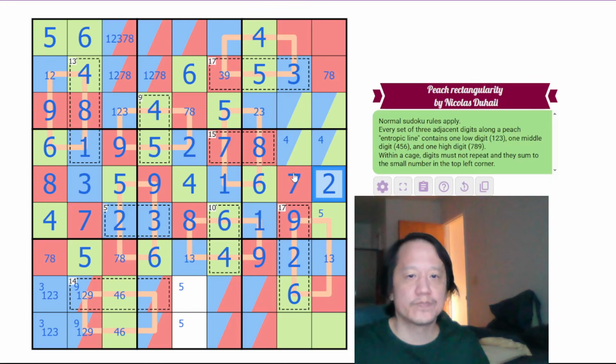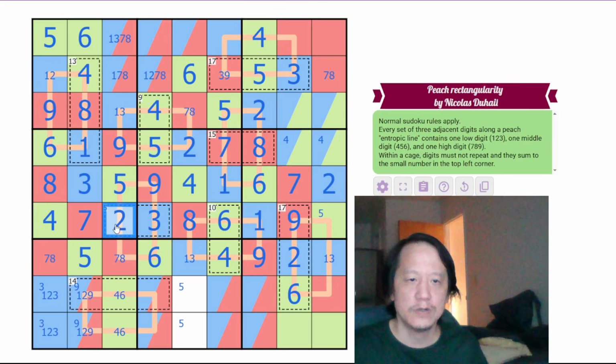Okay. 3 eliminates 3 here, so it's 2. No more 2 available here. Where's a 2 in box 1? It can only be here. So that's 2. That eliminates 2 here. It's 1, 3 as a pair. 6 eliminates 6 here. So that's 4.